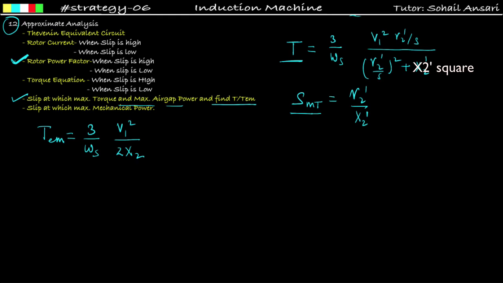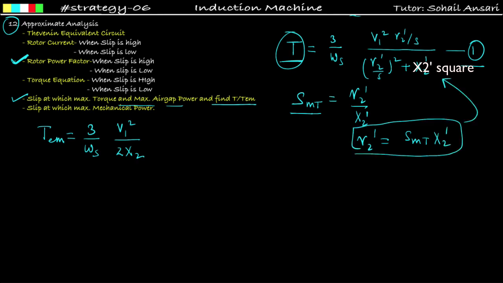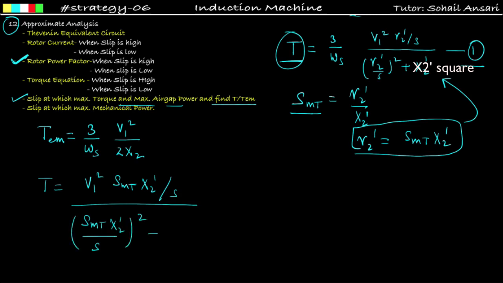Also we can manipulate this torque equation in terms of SMT. How? Put the value of R2 dash equal to SMT into X2 dash. You will get torque equal to V1 square into SMT into X2 dash upon s by SMT into X2 dash, whole square, plus X2 dash square.